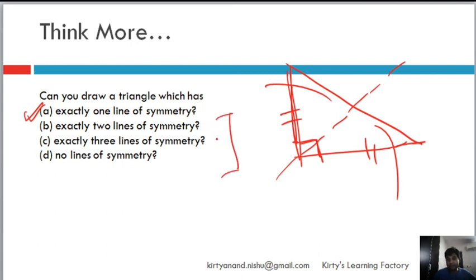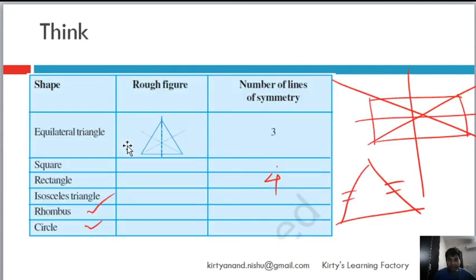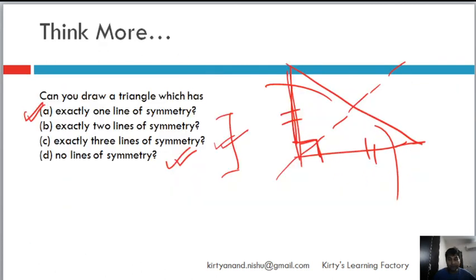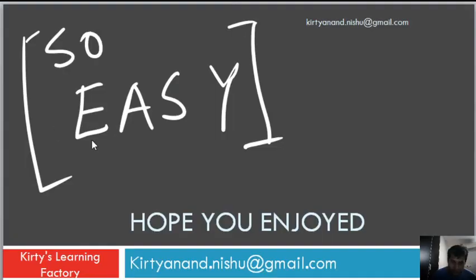See, I know the answers, but no lines of symmetry we have already discussed. Exactly three lines of symmetry is also something we have discussed previously. If you look here, three lines of symmetry in a triangle we have discussed. But exactly two lines of symmetry, this is something that I leave to you to think about. Think about it. If you are able to solve it, great. If not, then just either write a comment or write an email to me.